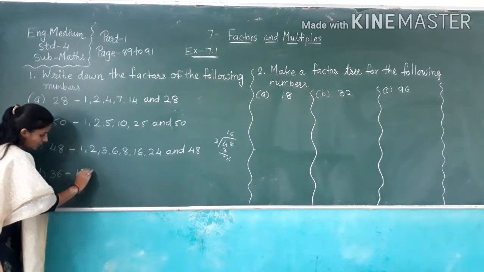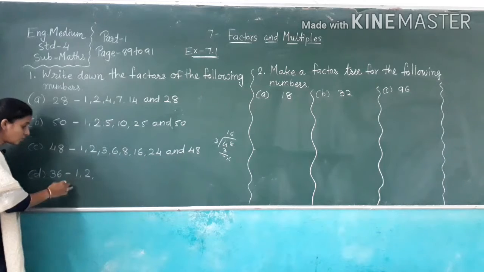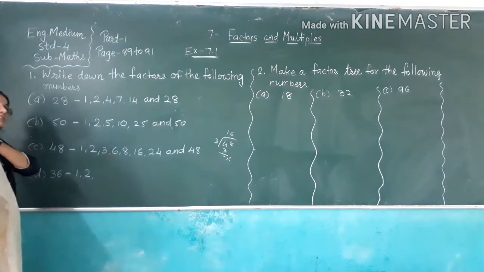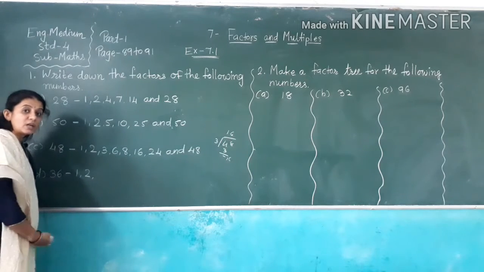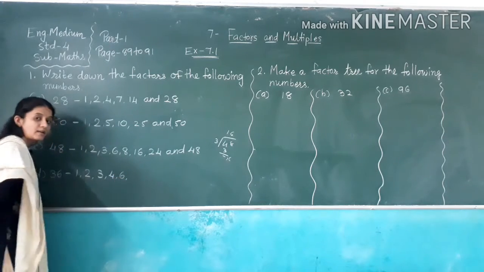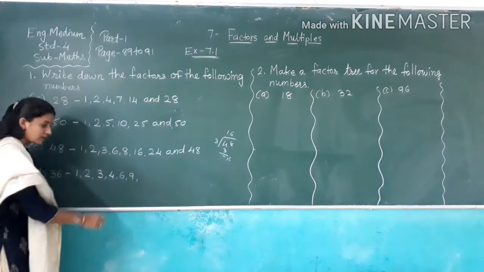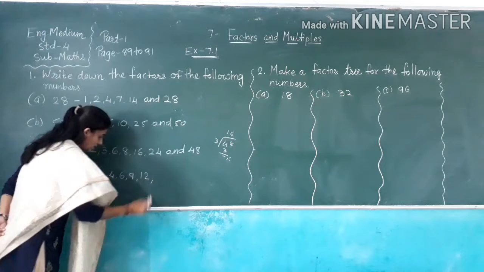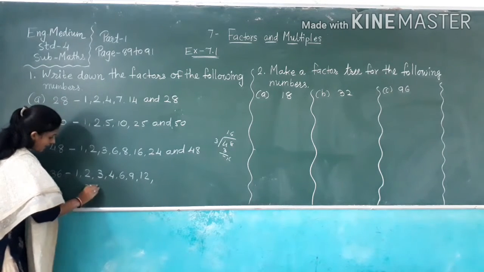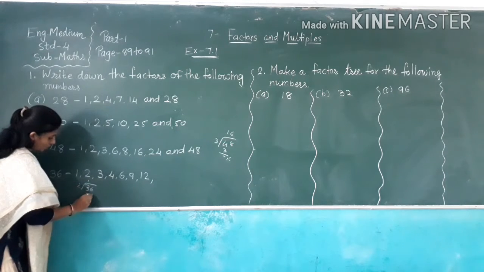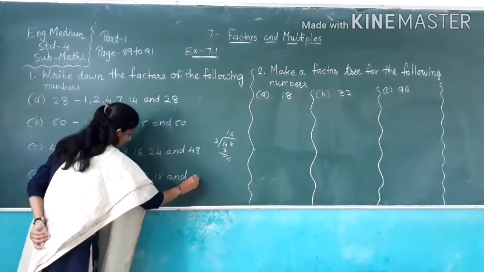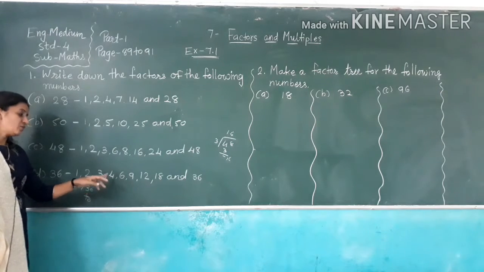Now 36. Again 1 and 2. 18 twos are 36. It is divisible by 3 also. 12 threes are 36. 4 nines are 36, 6 sixes are 36. 36 divided by 2 is 18. So the factors are 1, 2, 3, 4, 6, 9 and so on.